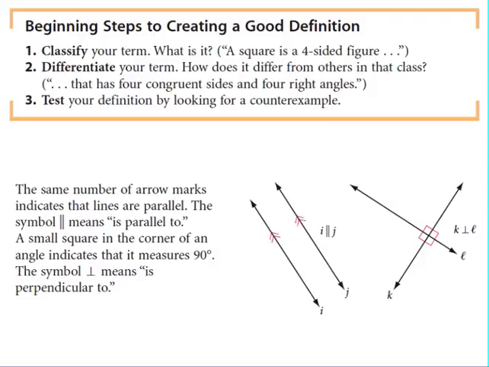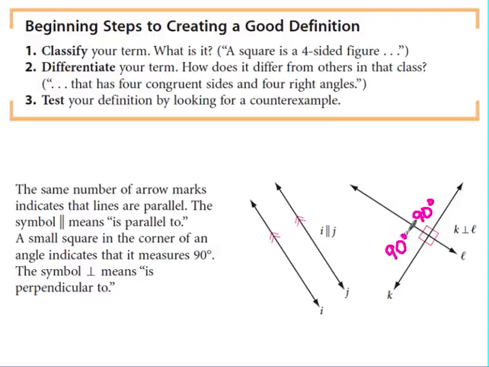So with that in mind, look down here below. The same number of arrow marks indicates that lines are parallel. Notice here I have 2 little arrows. That means these 2 lines are parallel. Notice I have line I is parallel to line J. Remember, we can name a line with a lowercase italicized letter. The symbol means parallel to, kind of like an 11, but closer together. A small square in the corner of an angle indicates that it's 90 degrees. So all of these are 90 degrees right here. That is what that little square means. It's important you know these symbols because you will see these again on standardized tests.